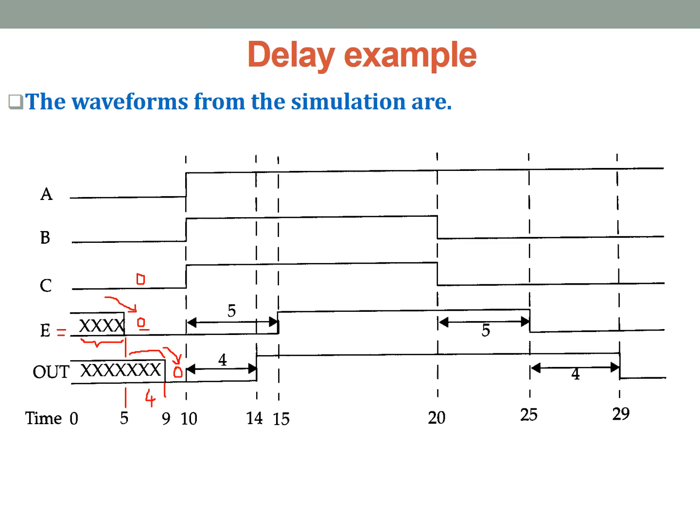Next, let's take the next condition example. So we have 1, 1 and 1 as the input. So A and B is E. We expect E to become 1 immediately, but E takes all 5 time units to become 1 here. Similarly, E or C is the value of out. So E is 0, C is 1, but out doesn't become 1 immediately. It takes 4 time units and then changes to 1.